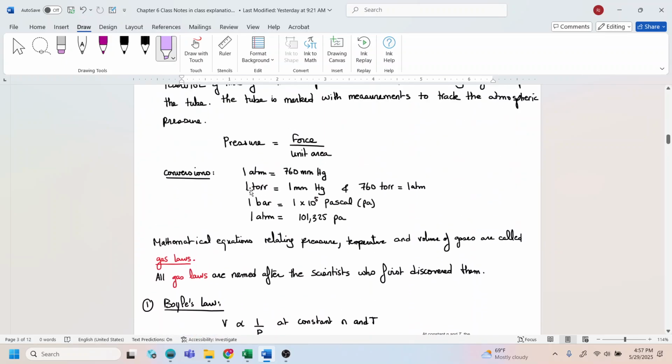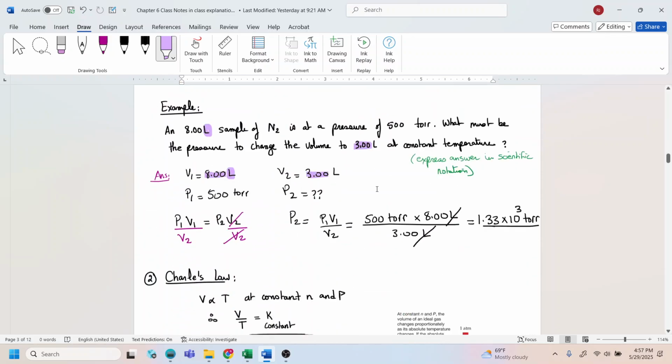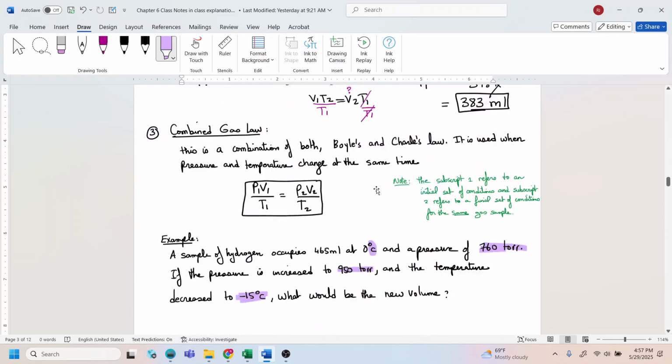If we go up, we did pull up the conversions for the pressure earlier, and this is the conversion. So 1 torr is equal to 1 millimeter Hg, and 1 atmosphere is equal to 760 torr. So 760 torr is equal to 1 atmosphere. This is what you need. Actually, it's not this one, it's this one that you need to change the atmosphere into torrs, and vice versa.